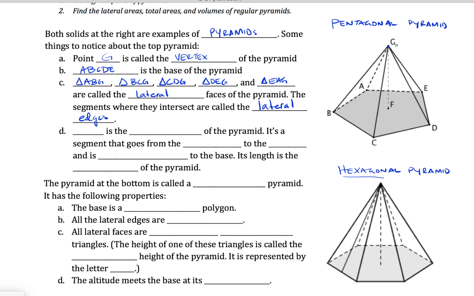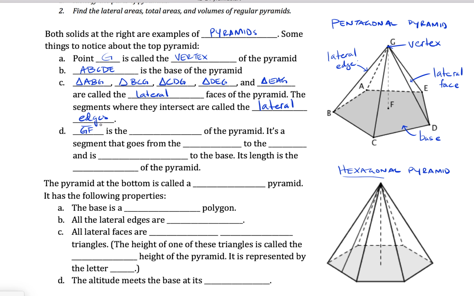So let's do a little bit of labeling on here before we get too far along. That point there we call the vertex of the pyramid. This face down here is called the base of the pyramid. This triangle right here is one example of a lateral face. And the segments where all those lateral faces intersect are each called lateral edges. You'll notice we have another segment in here which we haven't talked about yet, segment GF.